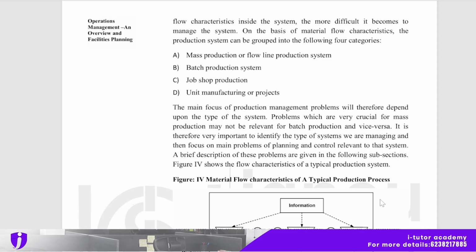On the basis of material flow characteristics, the production system can be grouped into the following four categories. That is mass production or flow line production system, batch production system, and job shop production, unit manufacturing or projects.